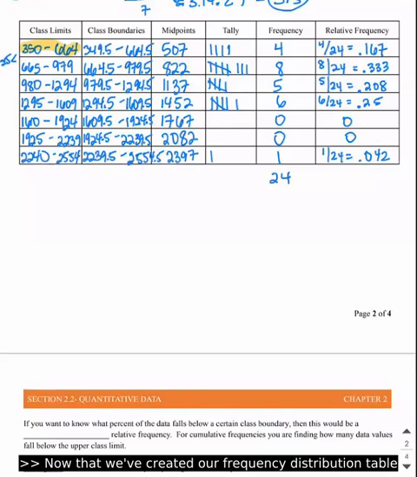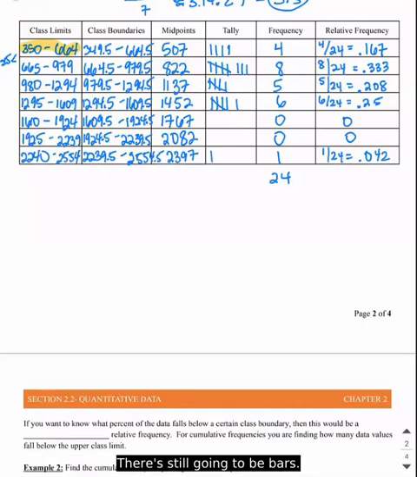So now that we've created our frequency distribution table and have all this information, we're going to go through and create our histogram. So there's still going to be bars. The bars are going to be touching. That's why we created those class boundaries. So we're going to have a vertical axis and again a horizontal axis.